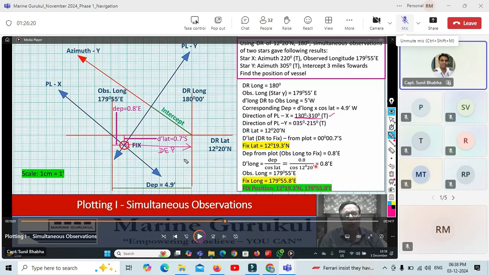The recommended approach is that you should take the reference from the nearest possible longitude and the nearest possible latitude. As the distance keeps on becoming bigger and bigger, the errors also get amplified. That is why we have taken the observed long as our reference longitude. Clear, beta? Yes, sir, understood. Very good.